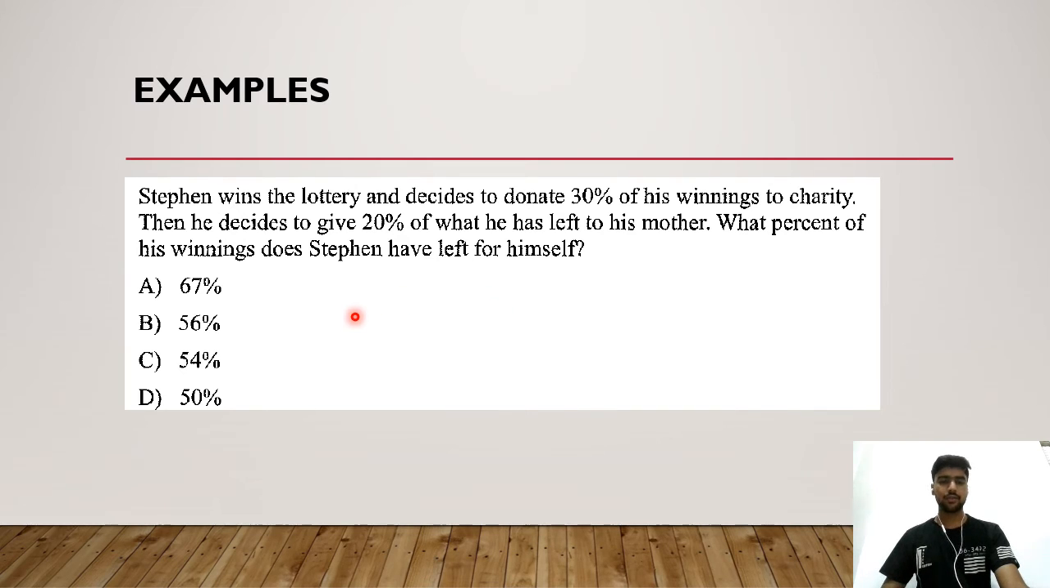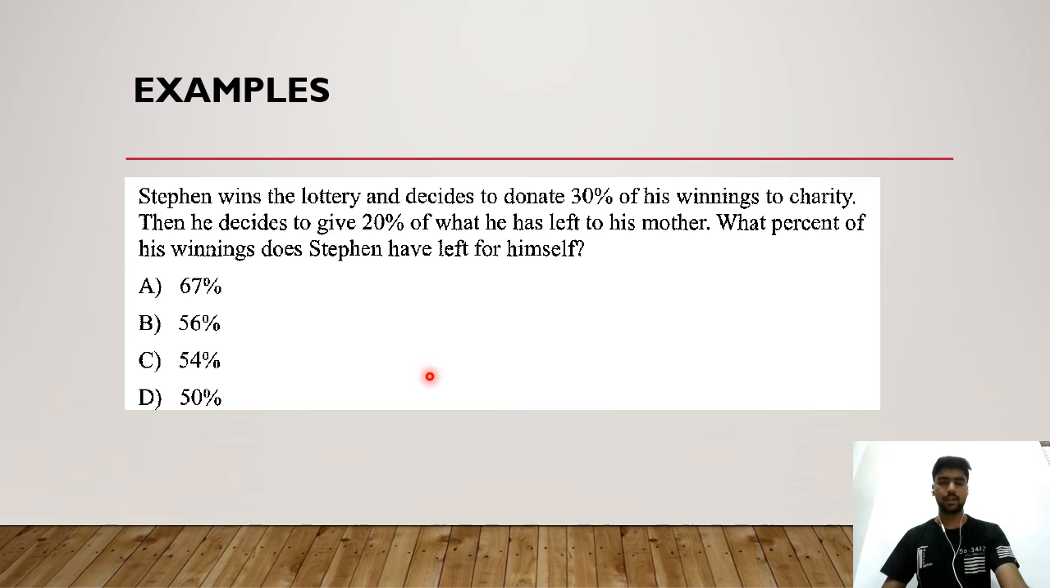There are four options given. The usual procedure might take long, so here plugging in is a strategy that you can employ to do it faster. We don't know how much Stephen won in the lottery, so let's say he won $100.